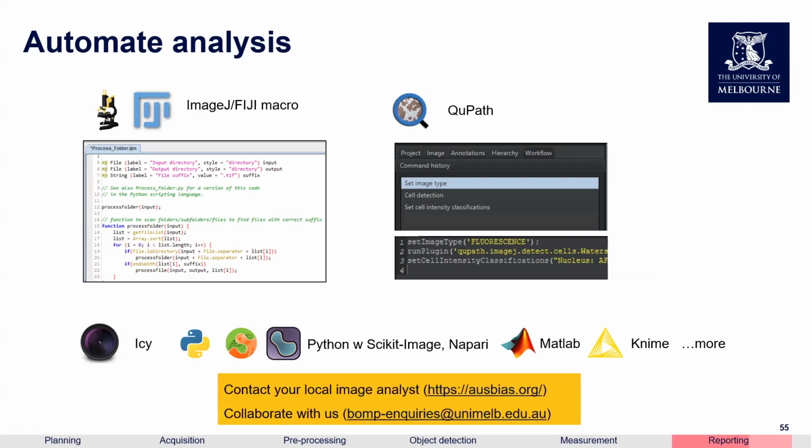But at the same time, not every biologist needs to become a programmer. If you need help in automating your analysis, you can contact your local image analyst. For people based in Australia, you can contact us, the BIAS group, or reach out to our platform.